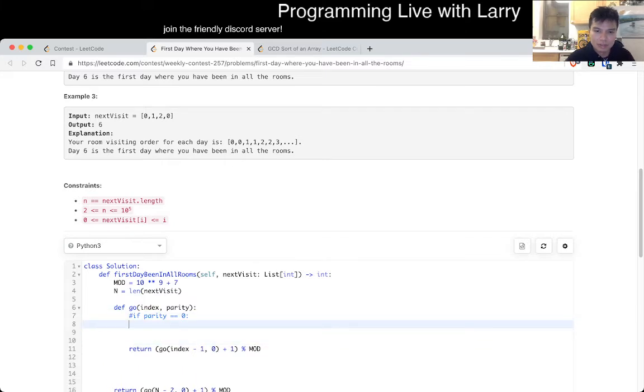And then if index is 0, that means that we can't do it anymore. Then we have to figure out how to get to odd, right?